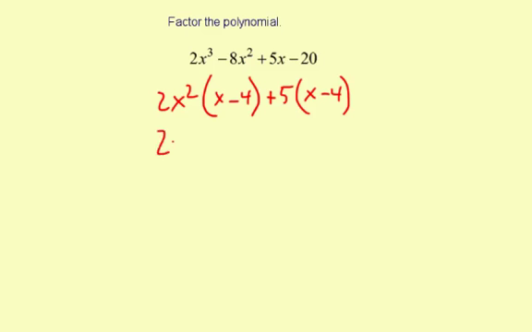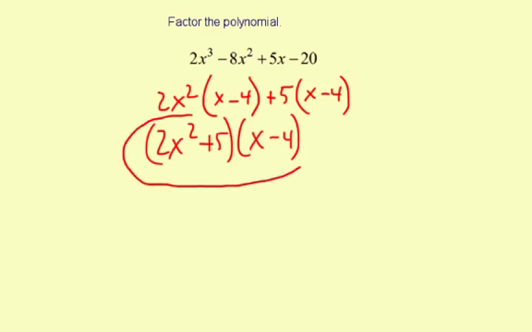So your grouping is going to look like this. 2x squared plus 5, and then times x minus 4. And there is your factored polynomial.